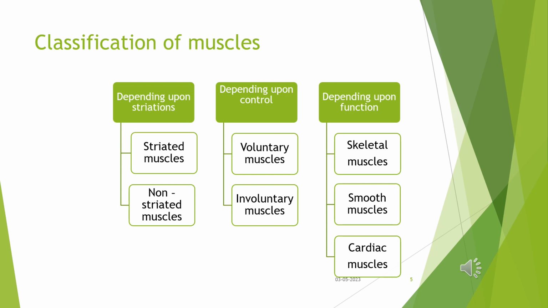Classification of muscles. Muscles are classified into various groups. Depending upon striations, these are differentiated into striated muscles and non-striated muscles. Depending upon control, these can be classified as voluntary muscles, which are under the direct control of the brain, and involuntary muscles, not in direct control. Depending upon function, skeletal muscles, smooth muscles, and cardiac muscle.